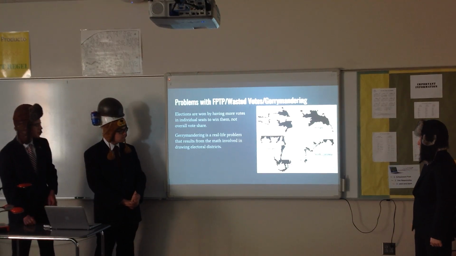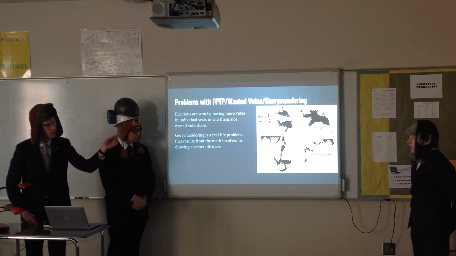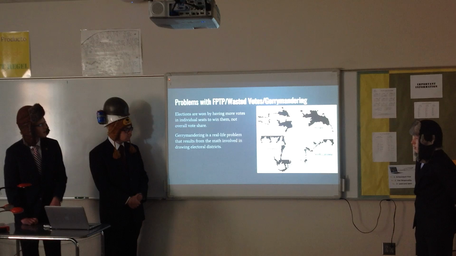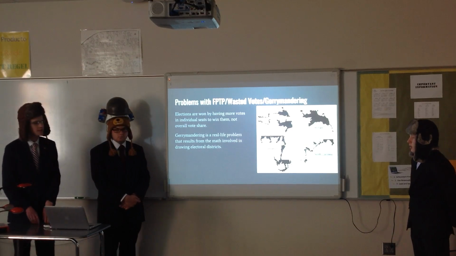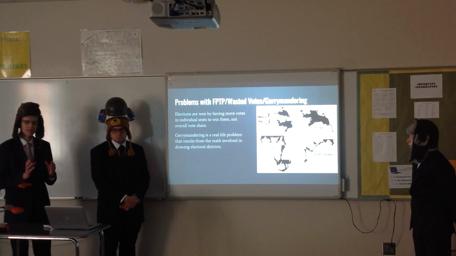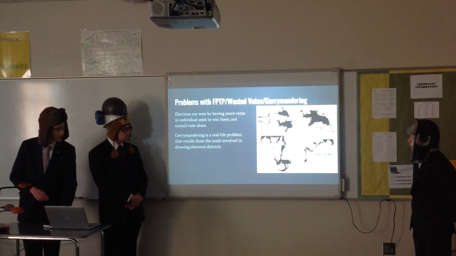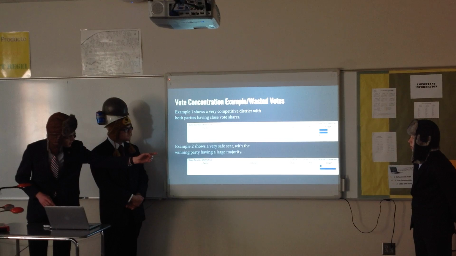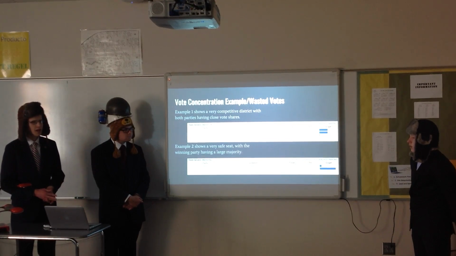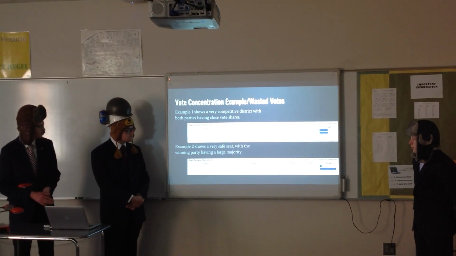Combining the two slides that we had before with the wasted votes, all of these four are essentially what you call packing districts. They're drawn to get as many voters that vote one way into one place as possible, so that they'll end up with a result of around 80-something%, and the opposition's votes are wasted.